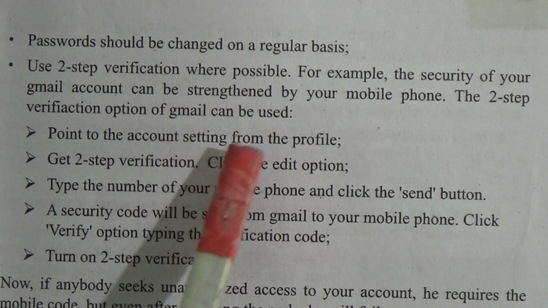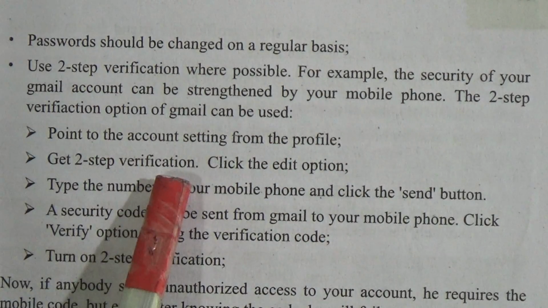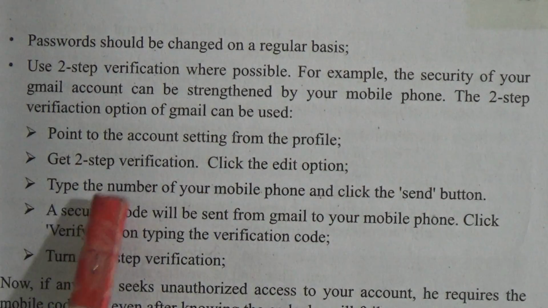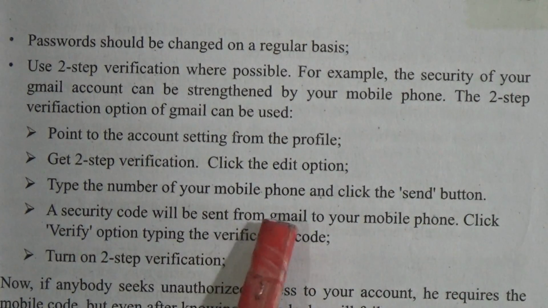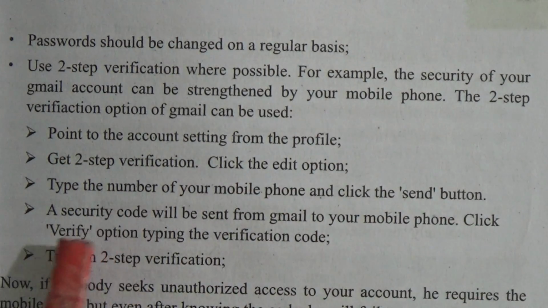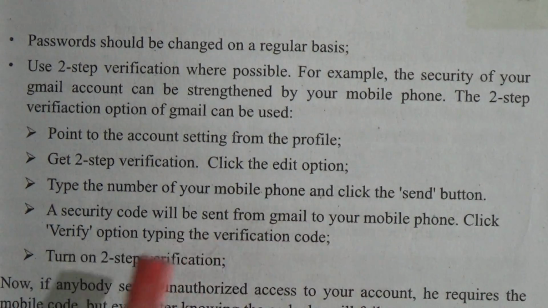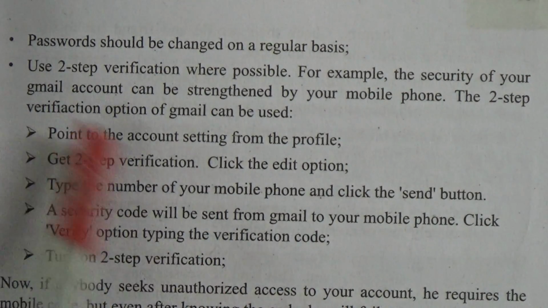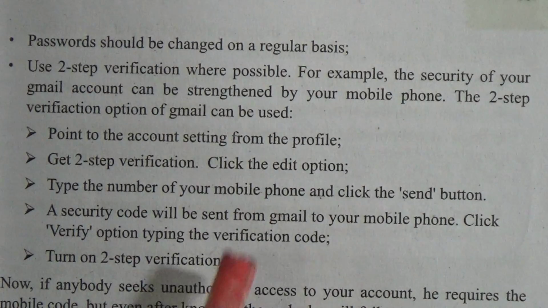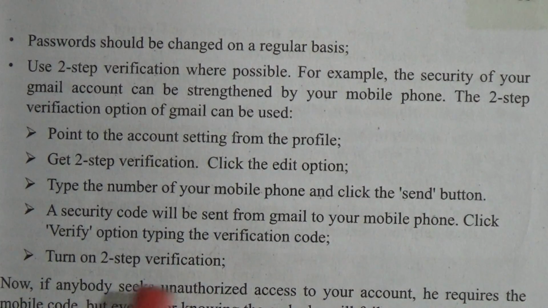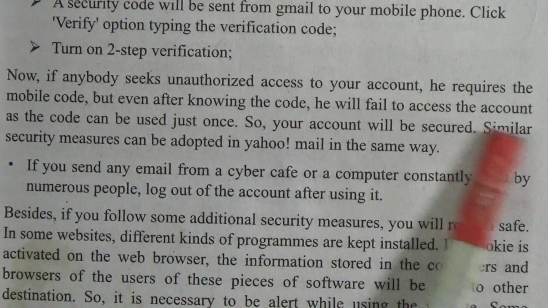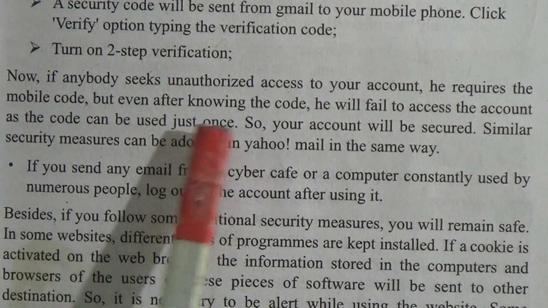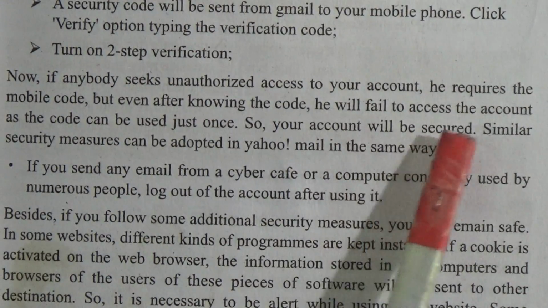First, point to the account setting from the profile, get two-step verification, click the edit option, type the number of your mobile phone and click the send button. A security code will be sent from Gmail to your mobile phone. Click the verify option, type the verification code, and turn on two-step verification. Like this, you can strengthen your password. Now, if anyone seeks unauthorized access to your account, he requires the mobile code, but even after knowing the code, he will fail to access the account as the code can be used just once. So your account will be secure.